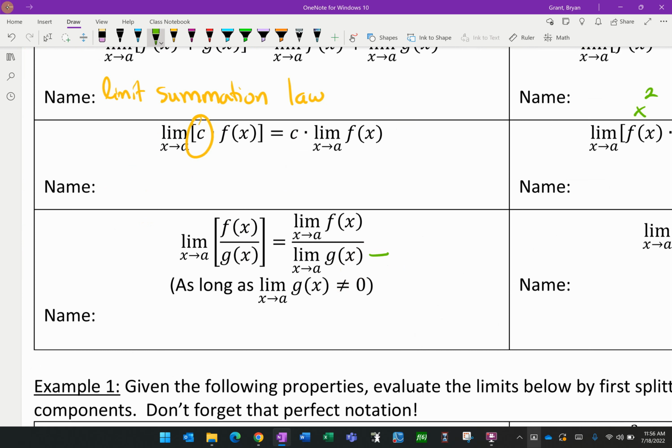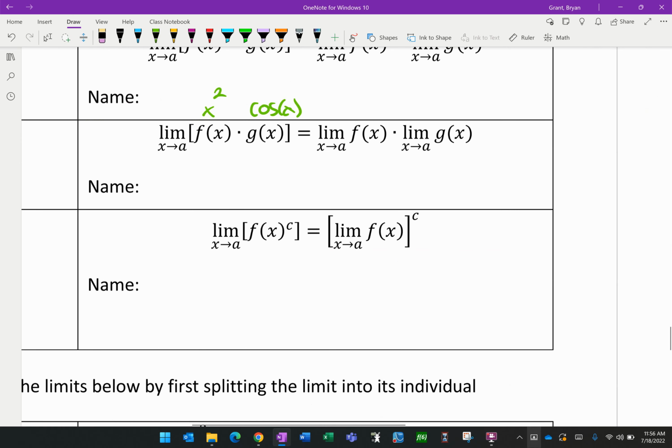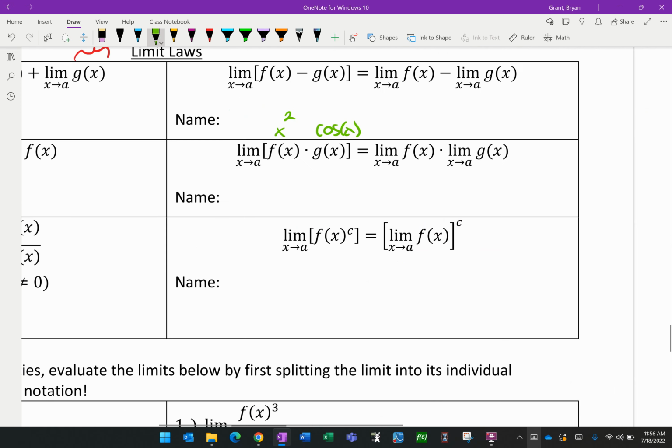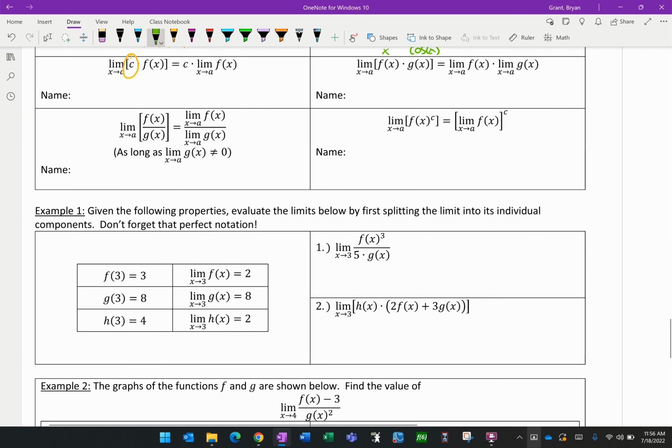If this bottom limit down here was 0, then you'd be dividing by 0, and we would say does not exist. And last but not least, if you have a function to a power, you can just find the limit of the function and then do the answer to that power. So let's actually go ahead and practice that over here.